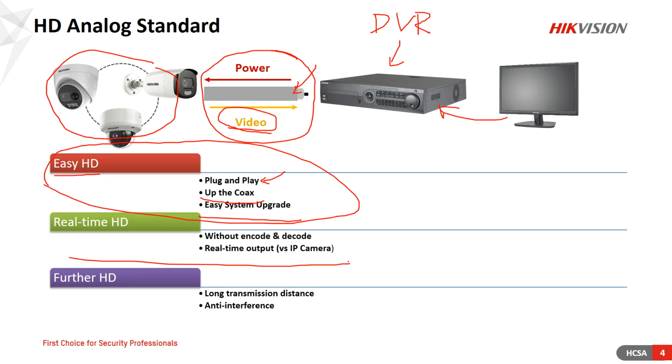And the second part is about real-time HD. What is real-time? Especially compared to the IP camera, because the analog camera doesn't need to do decoding or encoding, so it doesn't need time to do that. That's why it's going to output the video in real time. But the IP camera needs time to do encoding, so there's some delay. The analog camera doesn't need that. That's why it's going to output in real time.